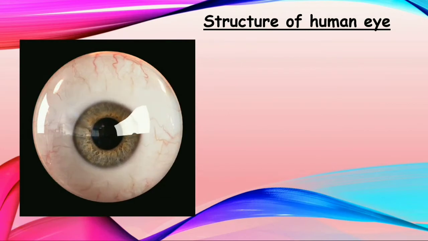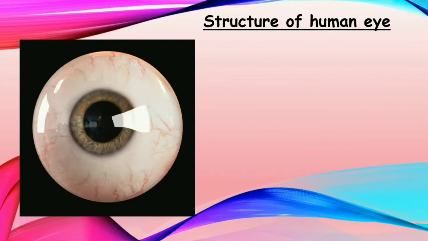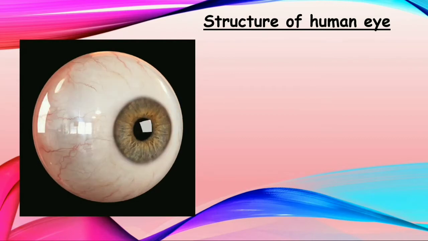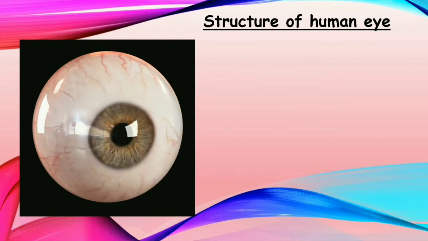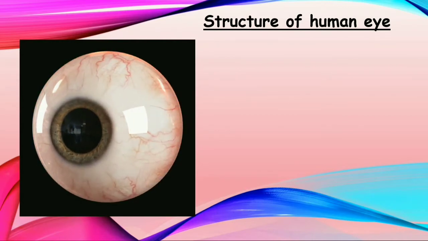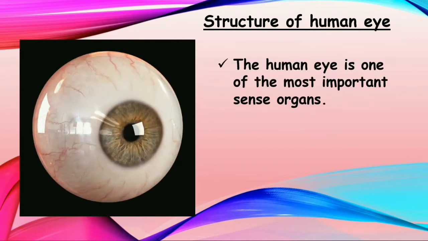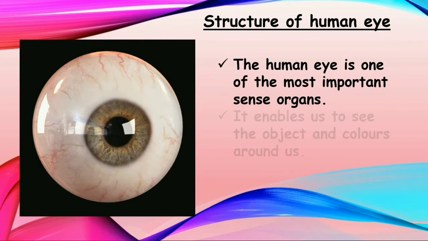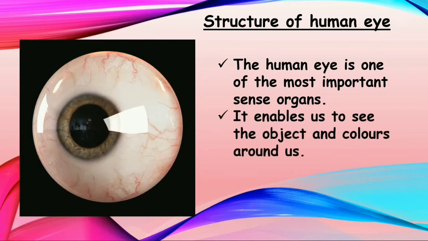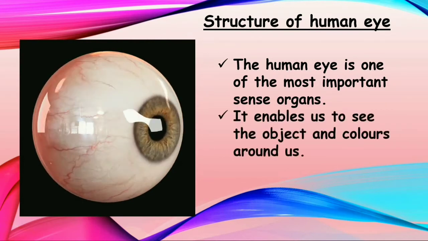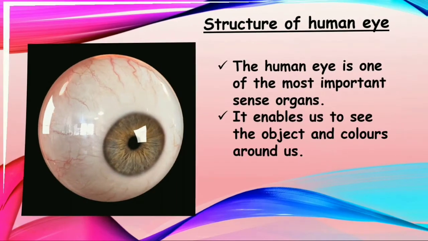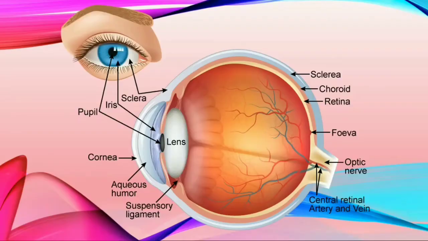Today we are going to discuss the topic structure of the human eye from the lesson Human Eye and Colorful World of 10th class physics. The human eye is one of the most important sense organs. It enables us to see the objects and colors around us clearly. Let us go with the anatomy of the human eye.